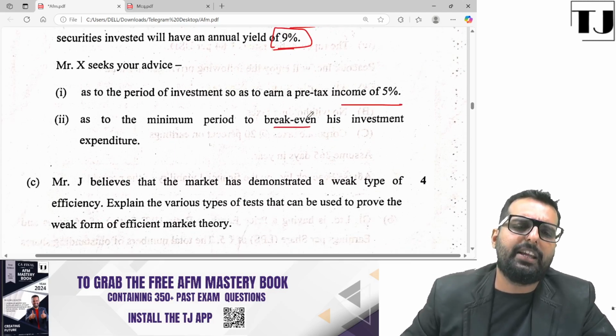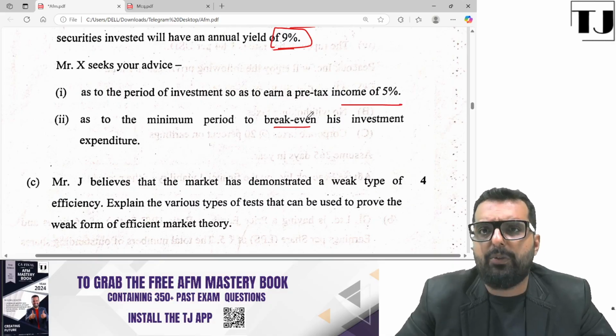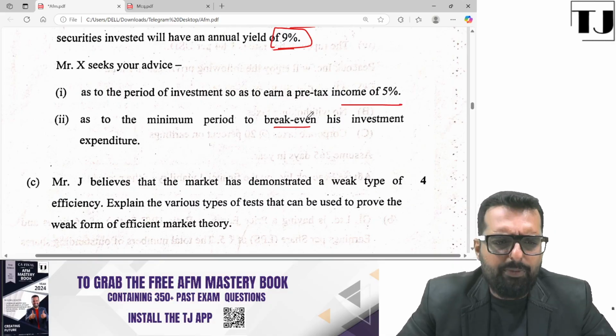Second question is on break even. Break even means what? No profit, no loss. Everybody clear with this part?